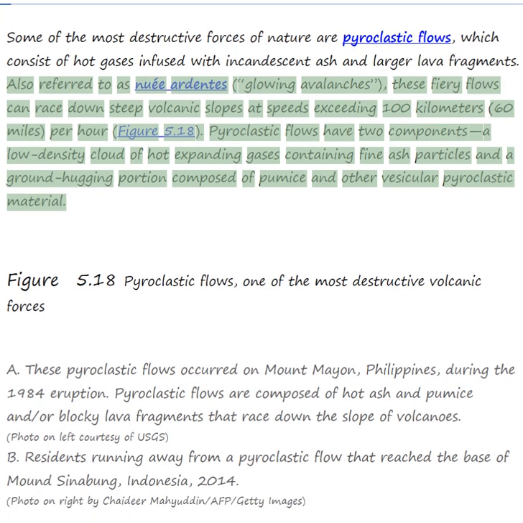Also referred to as nuées ardentes, these fiery flows can race down steep volcanic slopes at speeds exceeding 100 km per hour. Pyroclastic flows have two components, a low-density cloud of hot expanding gases containing fine ash particles and a ground-hugging portion composed of pumice and other vesicular pyroclastic material.